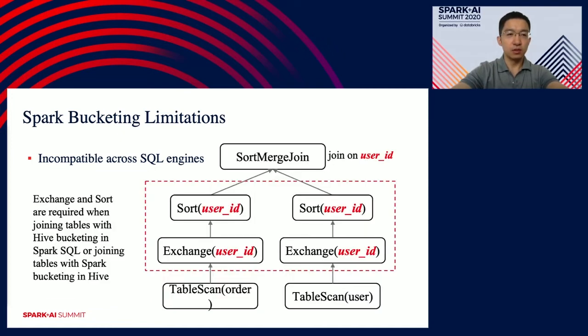Because they are not compatible, exchange and sort are required when joining tables with Hive bucketing in Spark SQL, or joining tables with Spark bucketing in Hive. In 2019, we migrated tens of thousands of Hive SQLs to Spark SQL, but many of them use bucketed tables. So we have to make them compatible so that we can migrate the SQLs automatically.